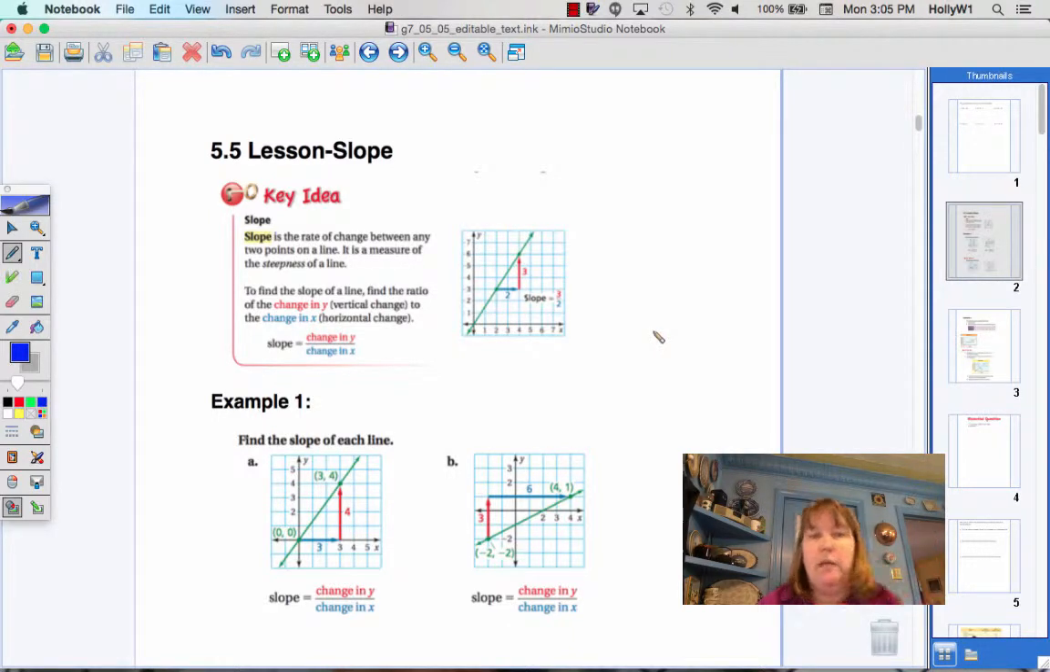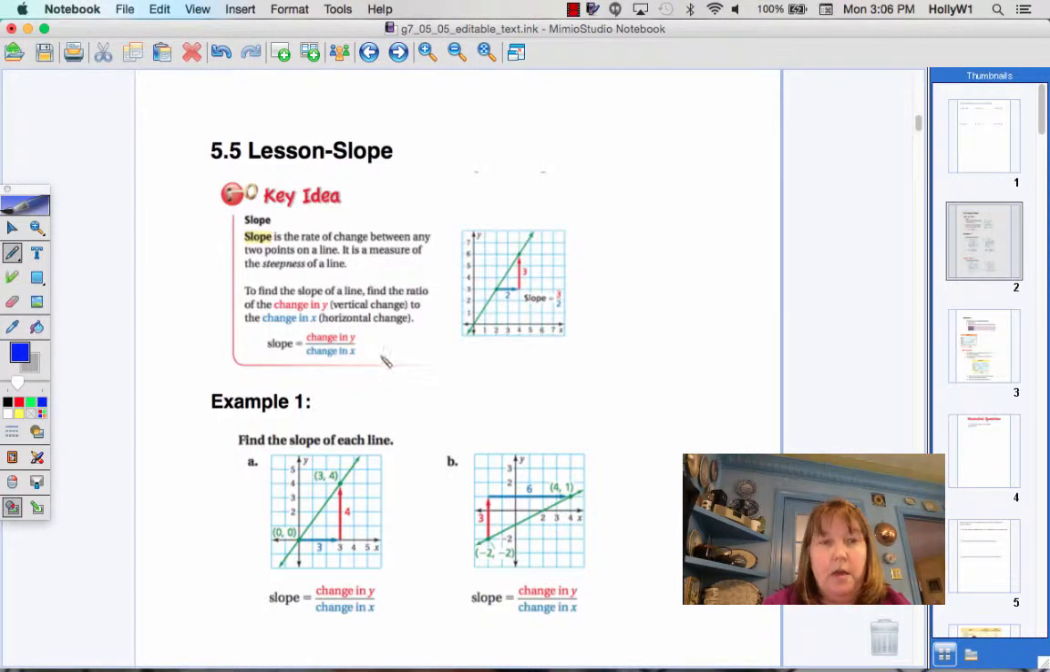So imagine if you were looking at a hill and it went straight up, you would think it would be really, really steep. And if you looked at a hill and it was kind of gradual, you'd think, well, it really isn't that steep. That's really what you're talking about with slope. So we're going to talk about what it means in lines. And slope is used for a lot of different things when you're working with lines.